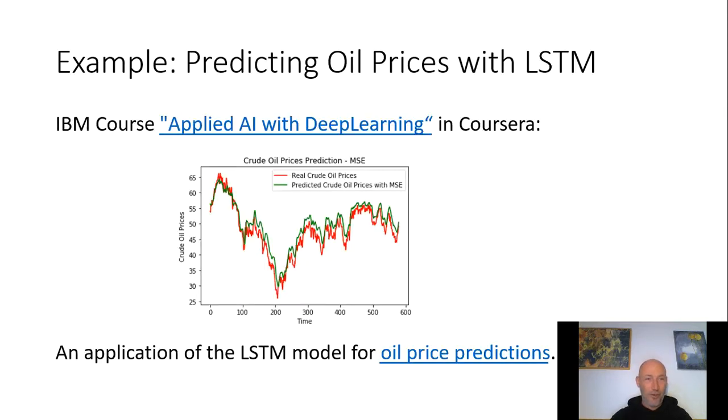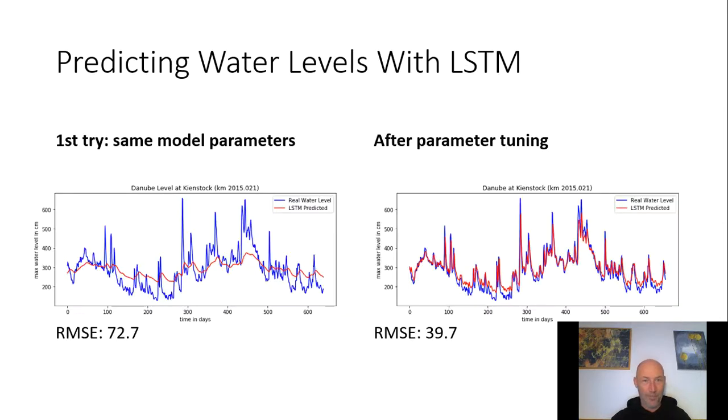So just a week ago, I did the IBM course Applied AI with Deep Learning in Coursera, and a dude there presented an application of the LSTM model for oil price predictions. I thought, that's cool. I want to try that with water instead of oil. So I just took his model configuration with the parameters and threw my water data at it. And you see on the left, it doesn't look too good. The root mean squared error is about 73. And obviously, the prediction doesn't help anyone.